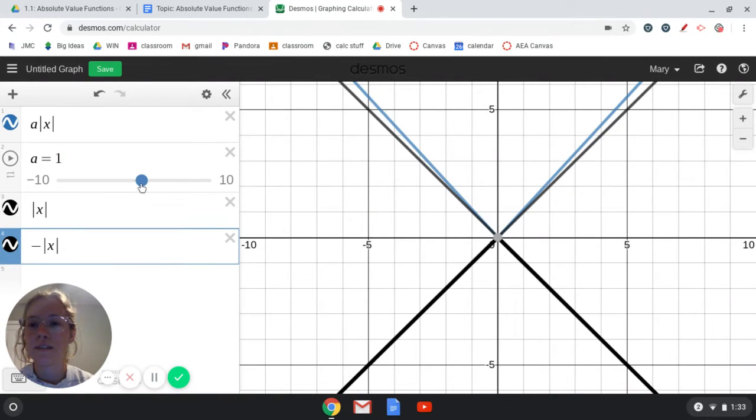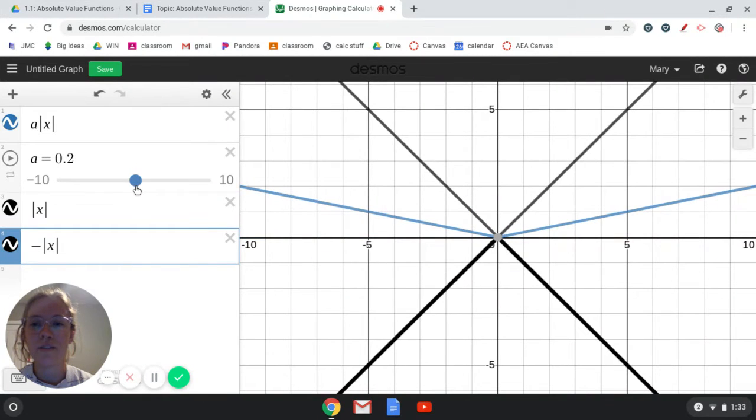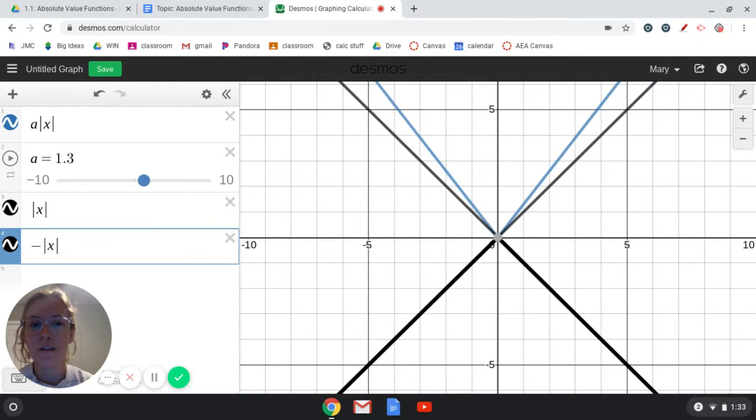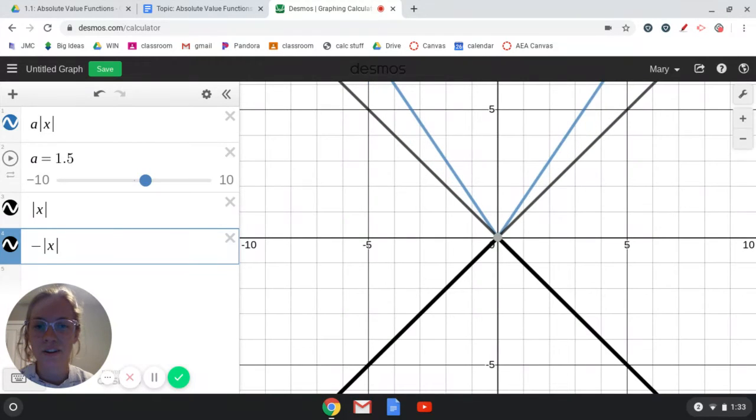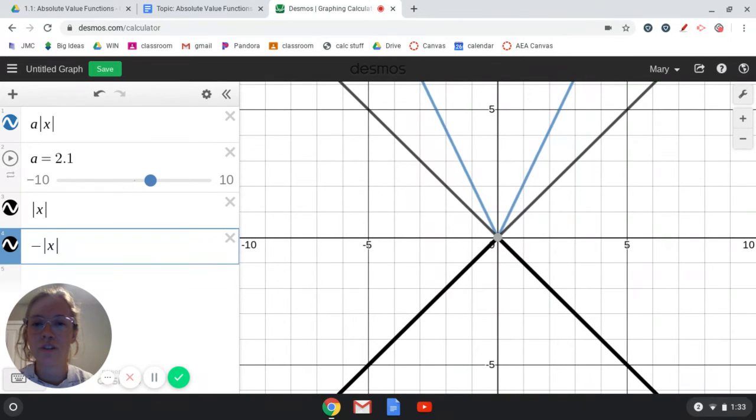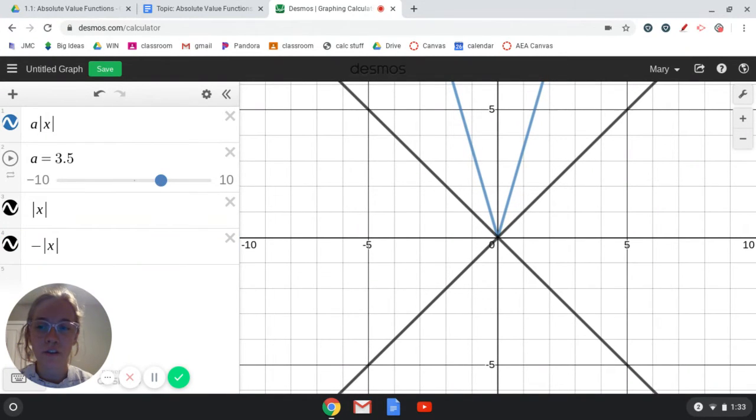So let's see. Let's move it here. All right, so this is making it wider. I'm at 0.2. Let's keep going higher. 1. Okay, that's just the absolute value of x. And I go higher than 1. And now we're making it thinner. So we're stretching it away from the x-axis, stretching those y values up, and making this a thinner v. And notice that a value has to be larger than 1, because 1 was our cutoff point here.